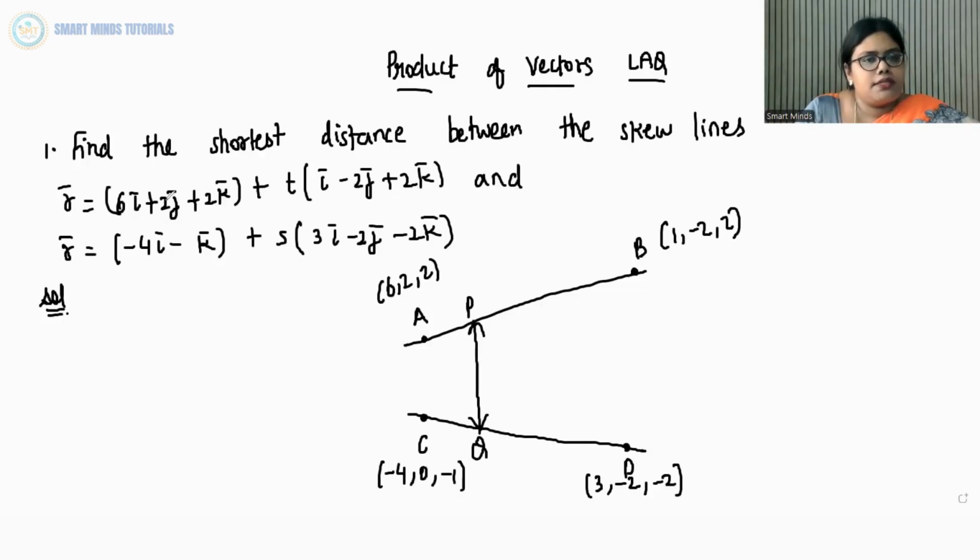Okay. So you can see this is A point, this is B point, this is C point, and this is D point. If you join A and B, it forms a line. And if you join C and D, it forms another line. We want to find out distance between them. Understood? So first let us write down the given equations.